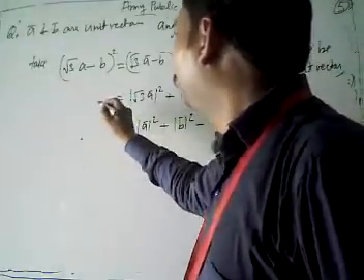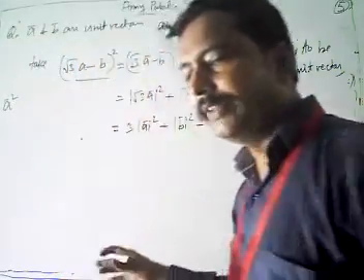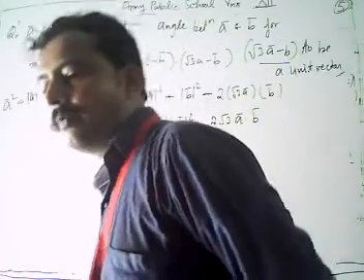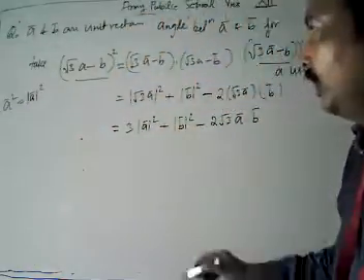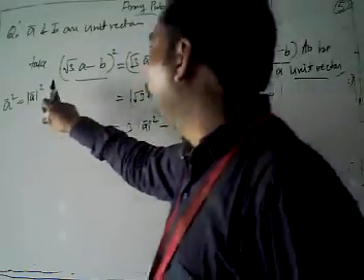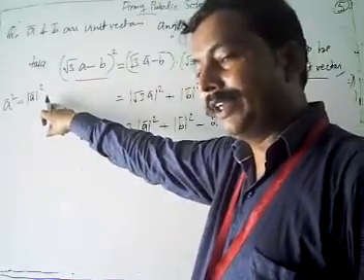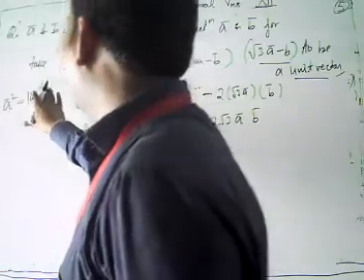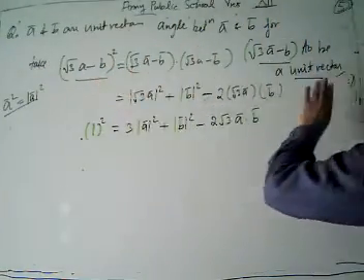Then look, this is our A square. A square is given by the magnitude of A squared. Now look, what is given there? It's a unit vector. So A square equals the modulus of A squared, and its magnitude is 1. On the left-hand side, from this condition we get 1 squared, because the vector √3A − B is given as a unit vector.